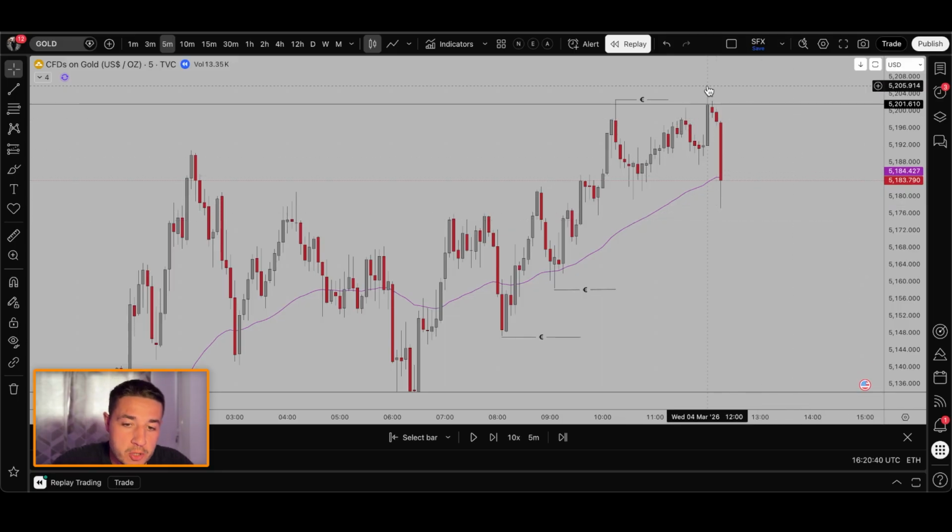Now, we had a push higher. We had a push higher at basically 12 a.m., which is between the London and New York session, just the overlap.